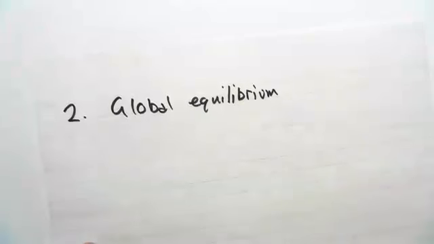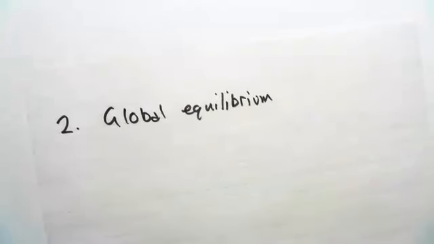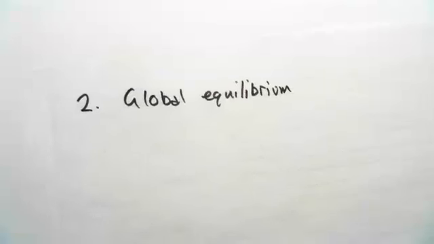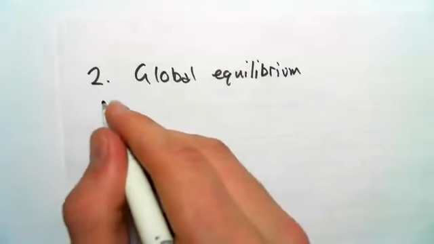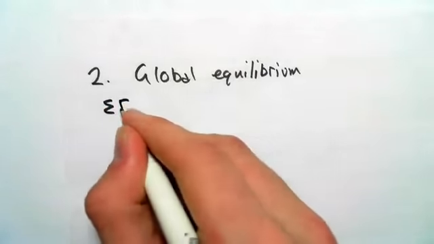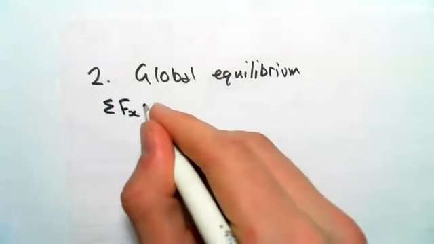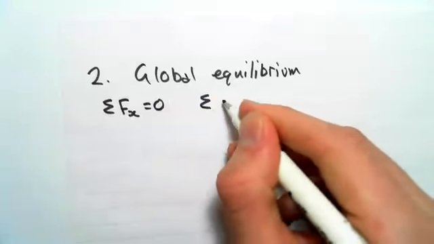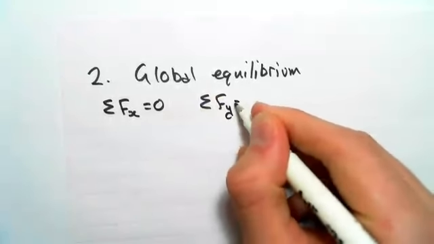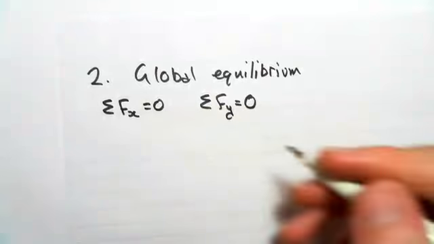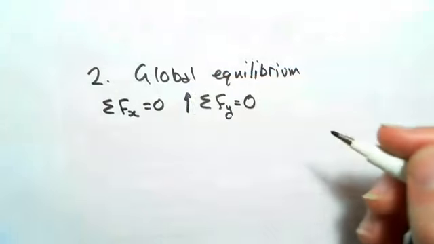So, if a structure is not moving, then it means that the sum of the forces in each of the directions equals 0, and so does the sum of the moments in each direction. So the sum of the forces in the x direction equals 0, the sum of the forces in the y direction equals 0, and it's good to put where you're labeling the positive.